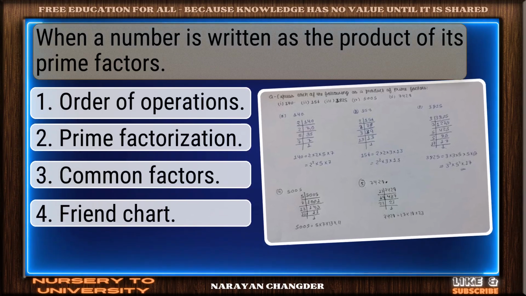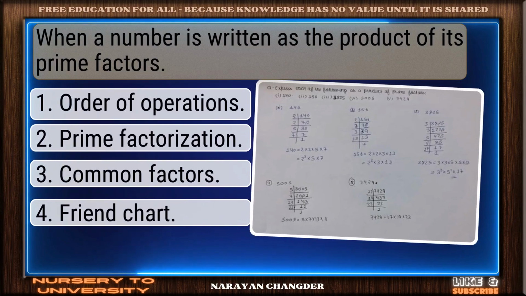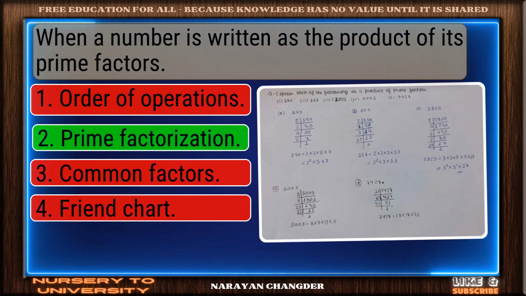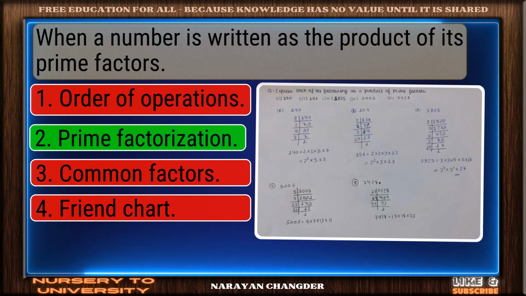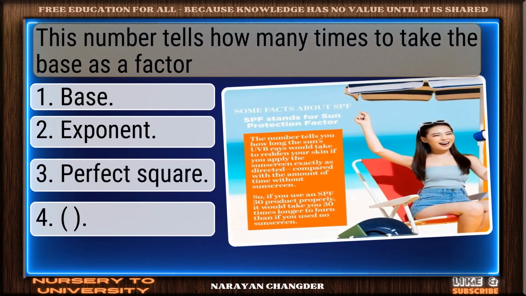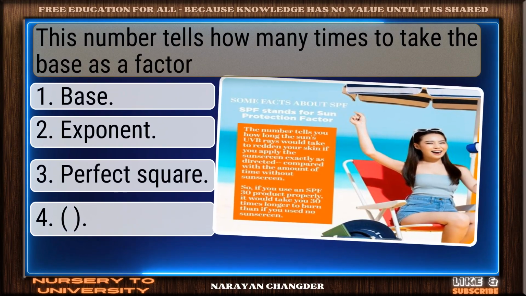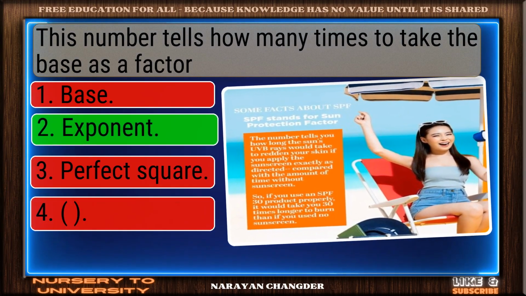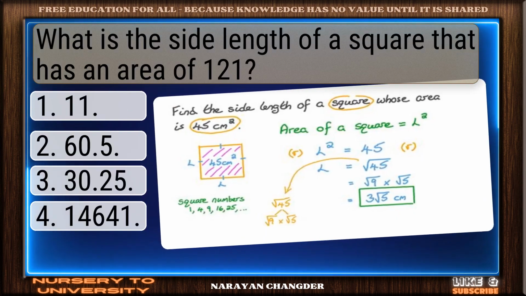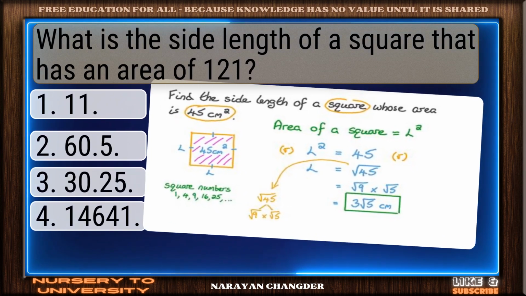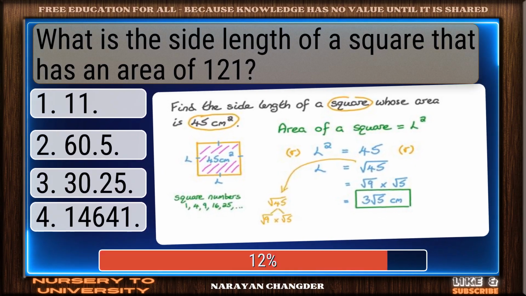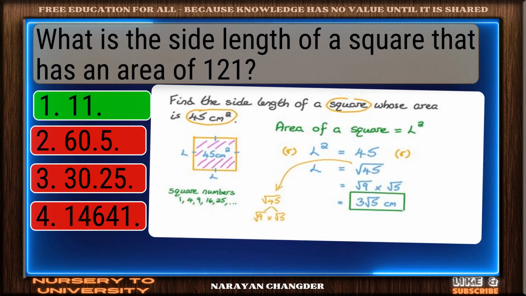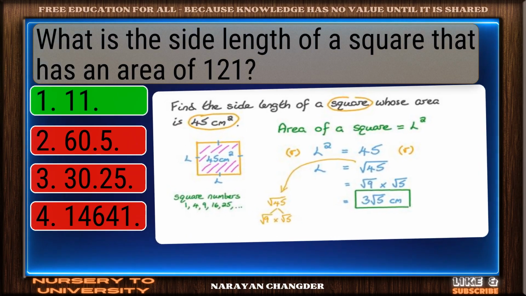When a number is written as the product of its prime factors. Sharp thinking. Prime factorization is the right choice. This number tells how many times to take the base as a factor. Excellent choice. Exponent is the right answer. What is the side length of a square that has an area of 121? Exactly. 11 makes sense, and it is the right choice.